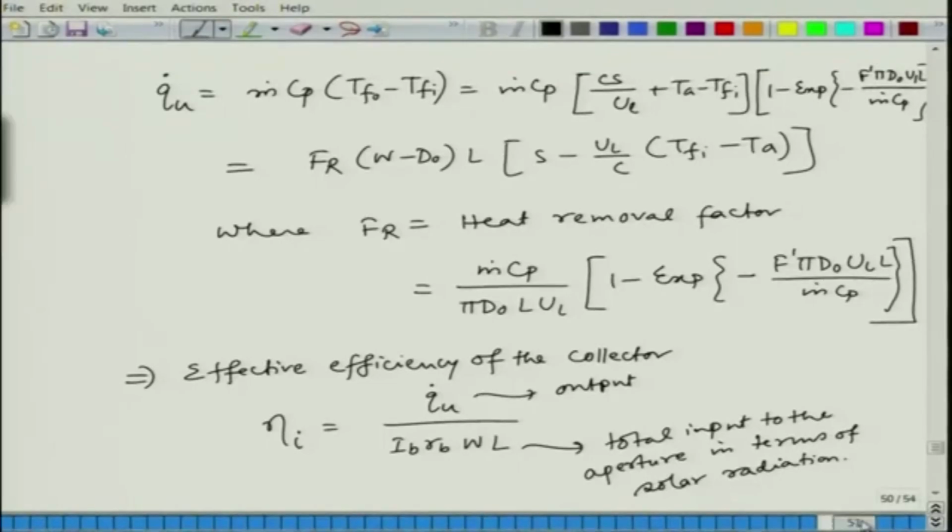So, that completes the thermal analysis, but we will need to discuss few things, how to find this UL and other things, which we will complete in the next class.